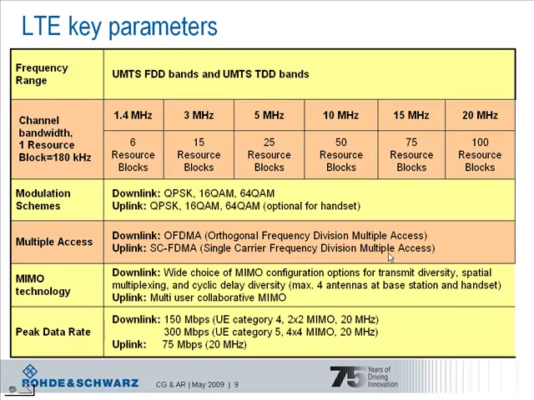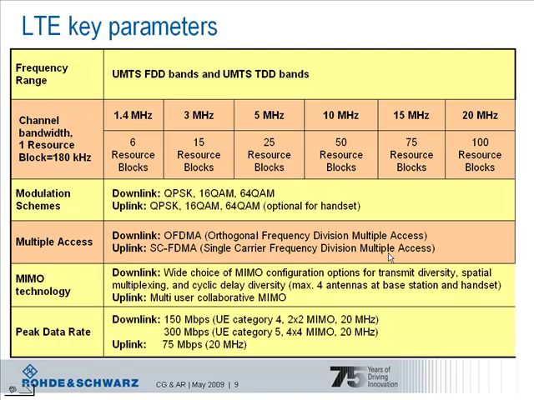Modulation schemes that are available for LTE are QPSK, 16 QAM and 64 QAM, where in the uplink the 64 QAM is optional for the handset to support. Multiple access schemes for LTE are OFDMA in the downlink, orthogonal frequency division multiple access, and single carrier FDMA in the uplink.